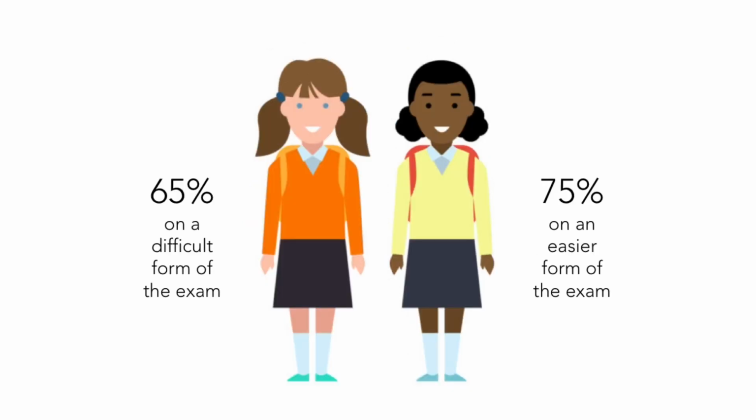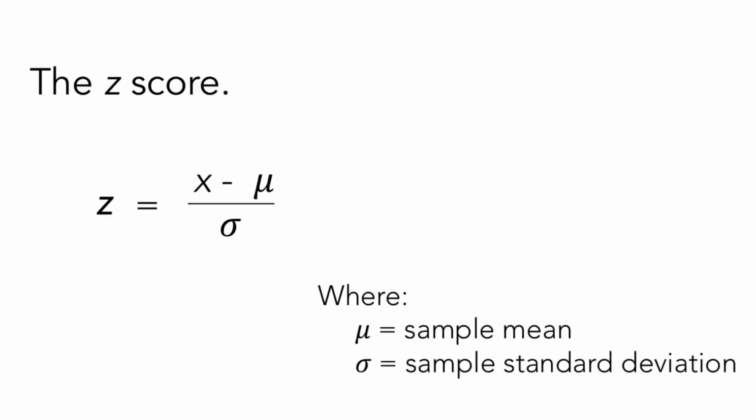Because suppose that we have these two students, and student A gets 65% of the questions correct, but she took a more difficult form of the exam than student B, who got 75% of the questions correct, but took an easier form of the exam. How do we know which of these students had better performance on that exam? There's a few ways to make that comparison, but probably the easiest way is to calculate the z-score, the standardized score. And what that does is it compares each examinee's performance to the group of people who took that form of the exam.